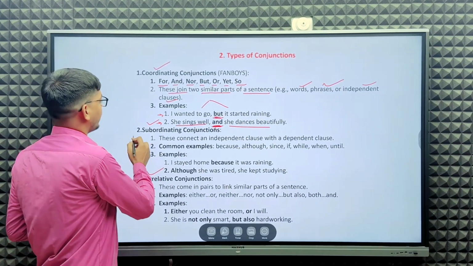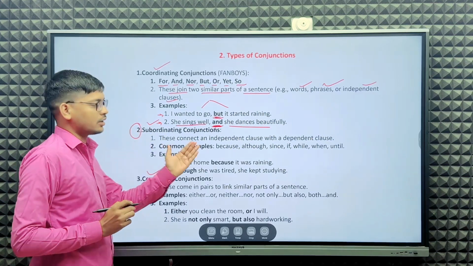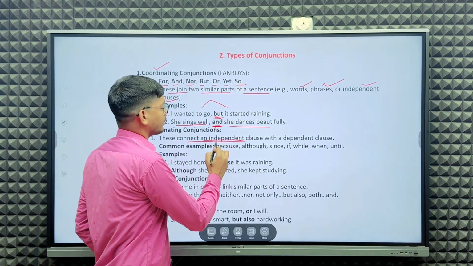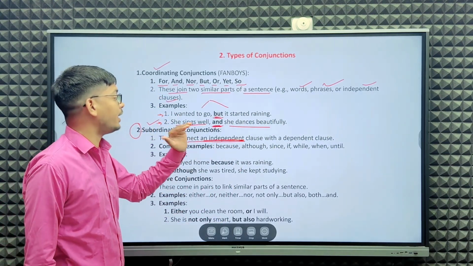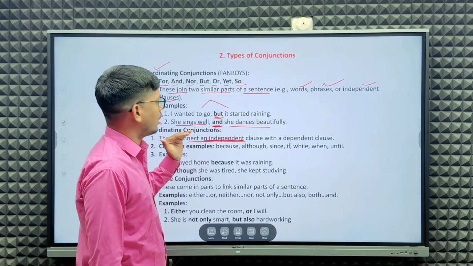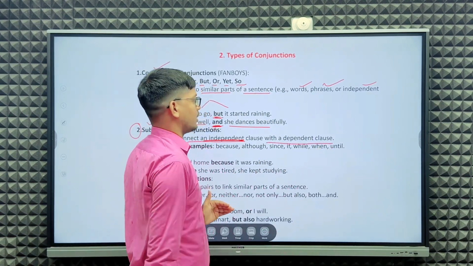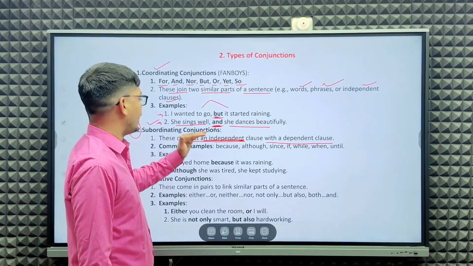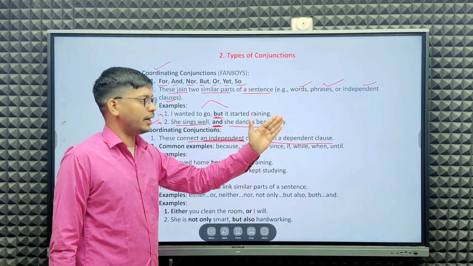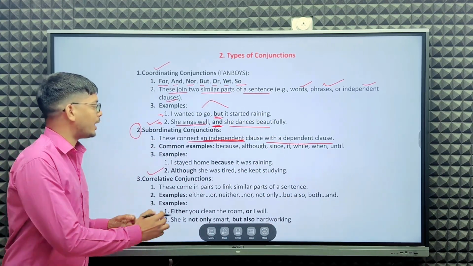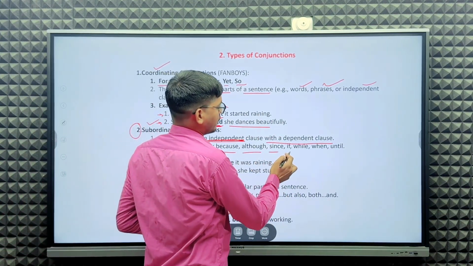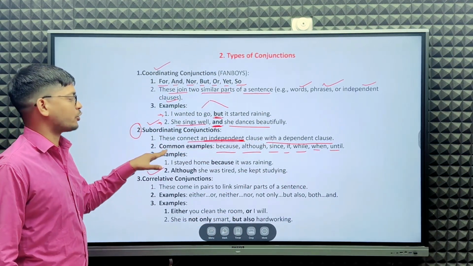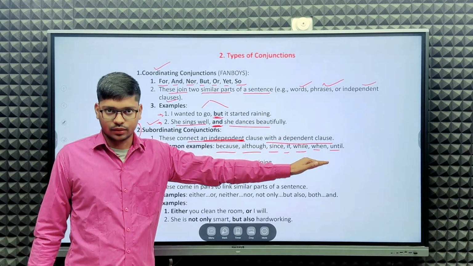Next type, subordinating conjunctions. These conjunctions connect an independent clause with a dependent clause. Common examples are because, although, since, if, while, when, until. They are all types of subordinating conjunctions.